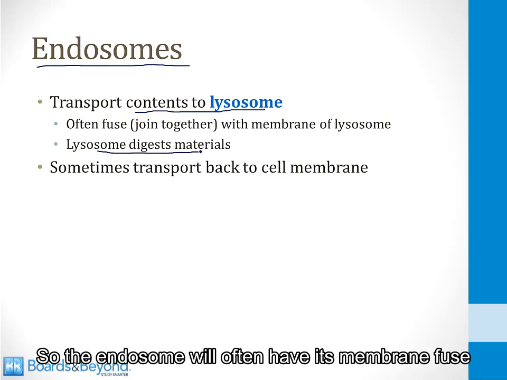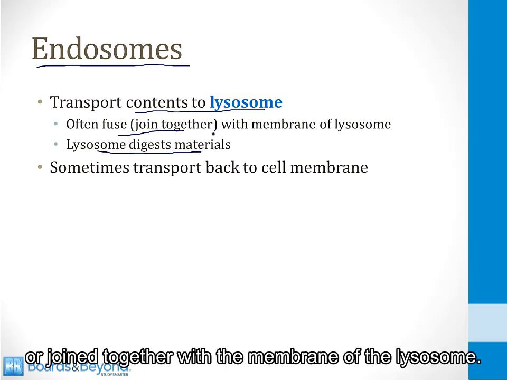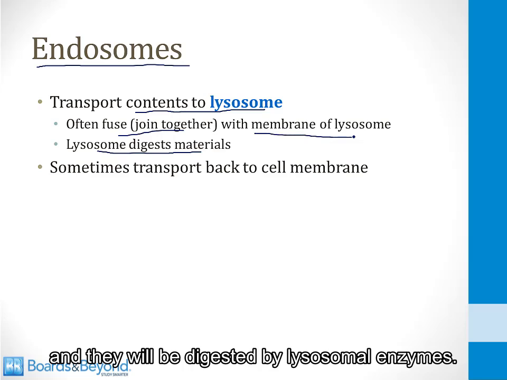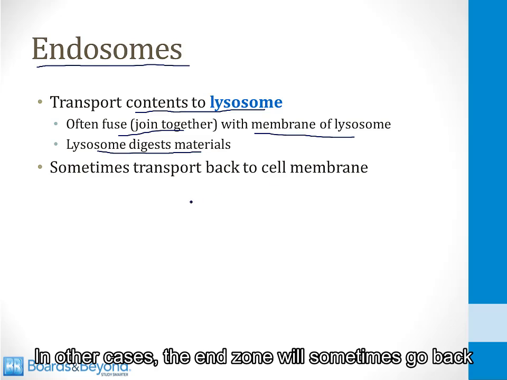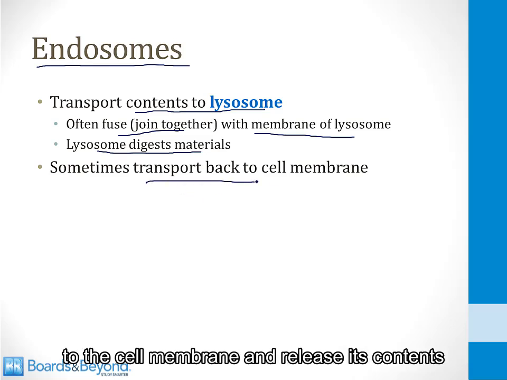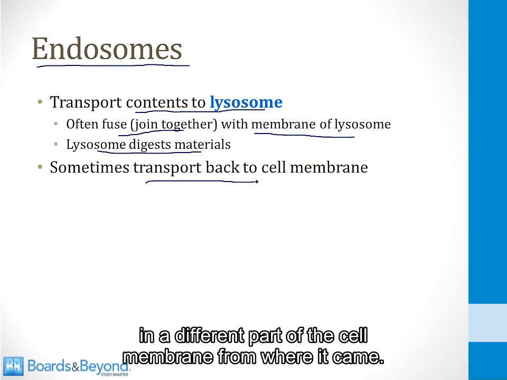So the endosome will often have its membrane fuse or join together with the membrane of the lysosome. The contents will mix and they will be digested by lysosomal enzymes. In other cases, the endosome will sometimes go back to the cell membrane and release its contents in a different part of the cell membrane from where it came.